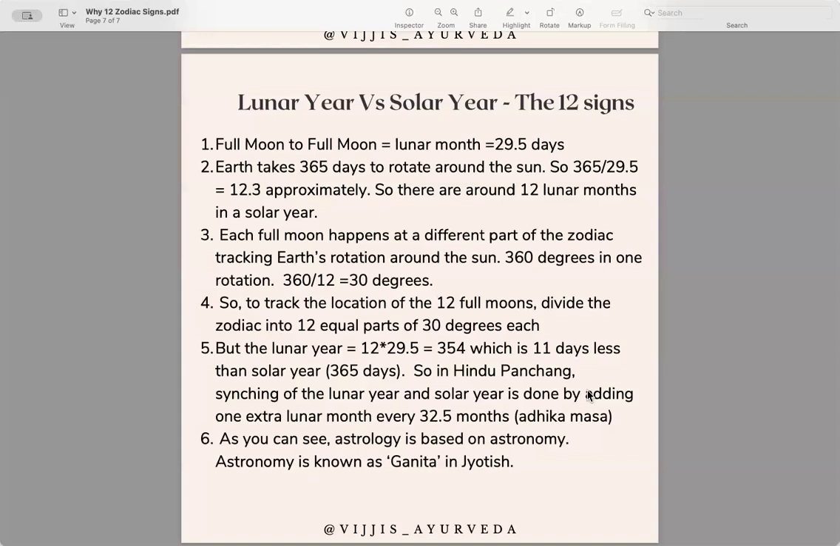The Hindu Panchang is so smart. It not only knows about all the planets and the moon and the sun's apparent motion around earth, it also is aware of how the eclipses happen and how to calculate when the eclipses happen. So this is all astronomy, and this is known as Ganita and astrology. So this is the basis of 12 zodiac signs in astrology.